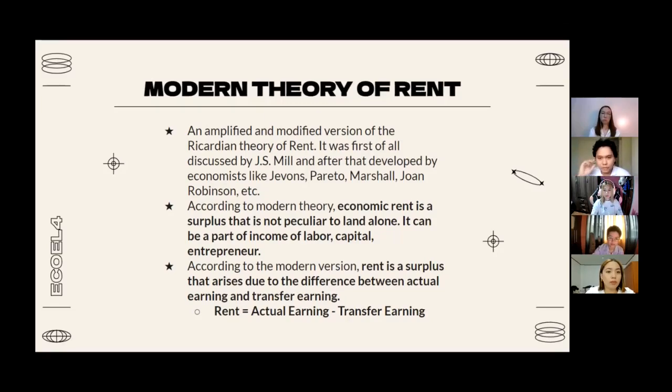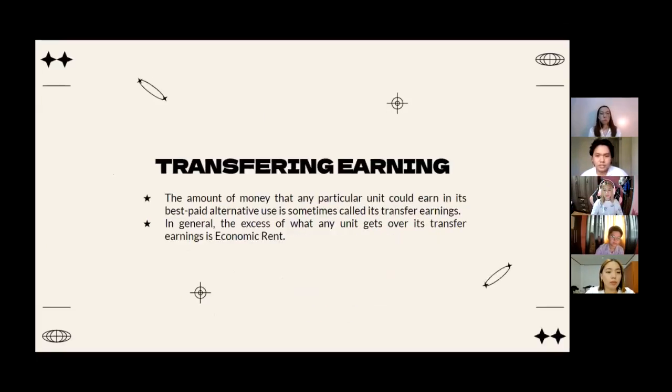Next slide, please. So what is transfer earning? In all sectors, we all know that each factor of production has varied uses. So when we transfer one factor from one use to another, we have to sacrifice the income earned by it from its earlier use. The sacrifice of income is actually called the transfer earning.